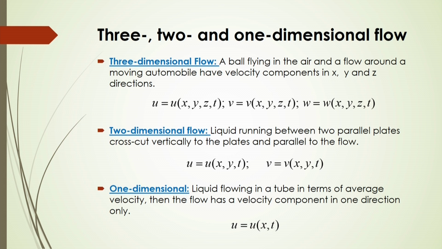Now, as a 1, 2 and 3 dimensional case, we can say that the 3 dimensional flow is represented as a function of x, y, z, that is the spatial coordinates, and also as a function of time. So, if the velocity of the fluid is represented in the x, y and z directions, then u will be a function of x, y, z and t. Similarly, v, the y direction component, will be a function of x, y, z and time. If w is the velocity component in the z direction, then w can also be represented as a function of x, y, z and t.